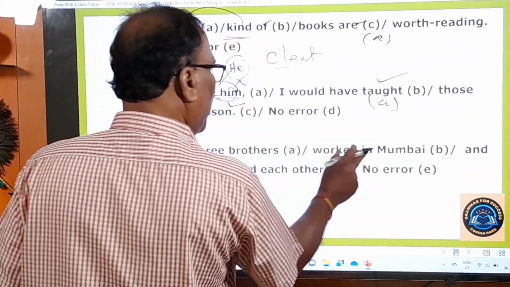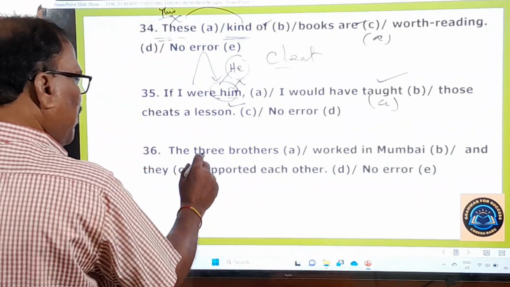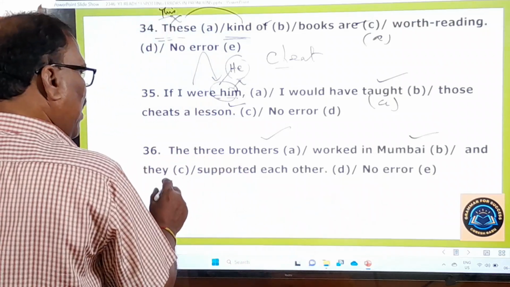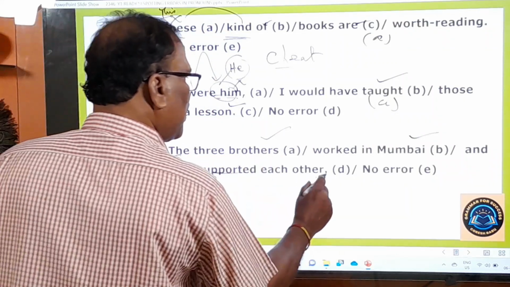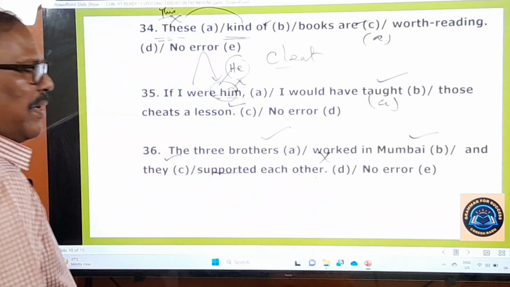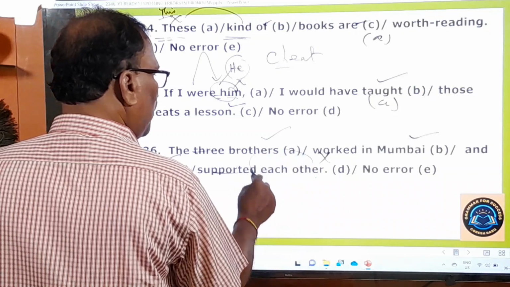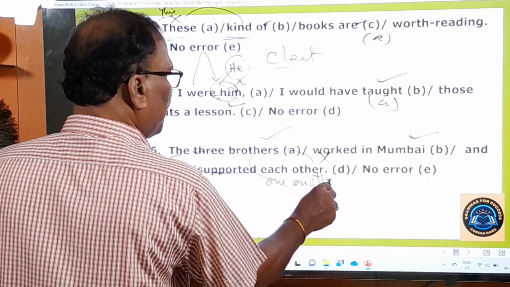The three brothers worked in Mumbai and they supported each other. Here, the three brothers, this part is okay. Worked in Mumbai, okay. They, okay. And they supported each other, this is not okay. When you are talking about three brothers, you should not use each other. You should say one another.